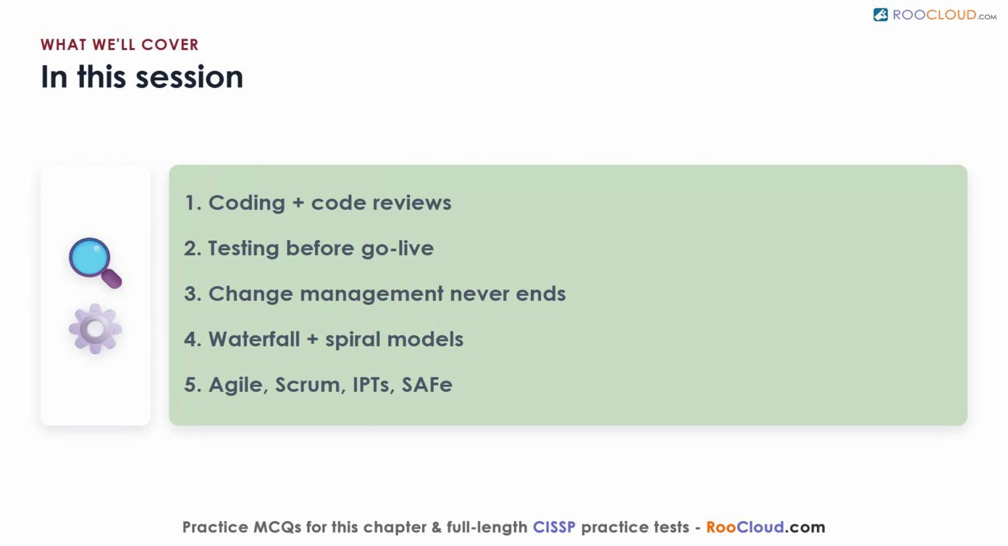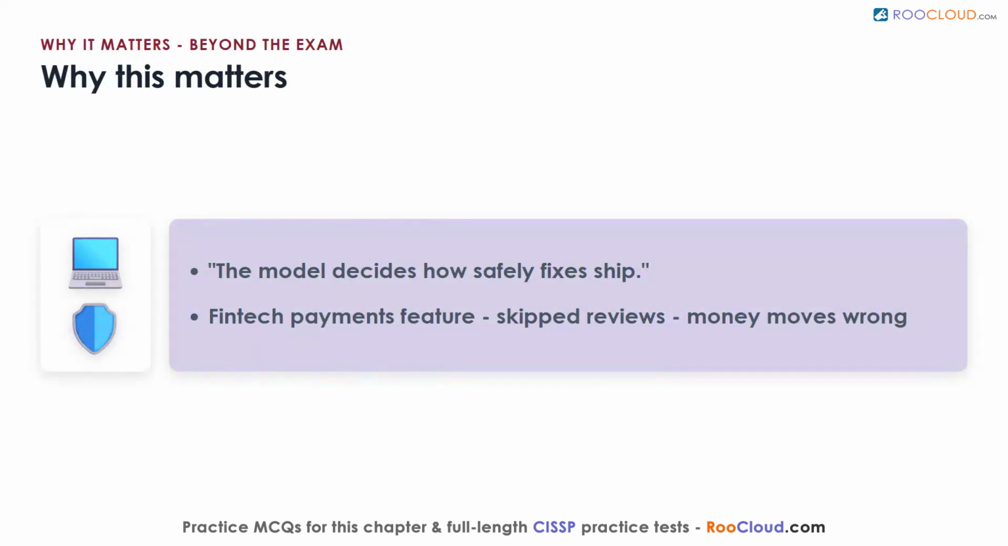We'll answer several questions. What happens once coding begins, and how is it reviewed? How do you test a system before it goes live? Why does change management never really end? And what do the classic lifecycle models, from Waterfall to Agile at enterprise scale, actually give you? Why does this matter beyond the exam? Because the model your teams follow decides how quickly flaws surface and how safely fixes ship.